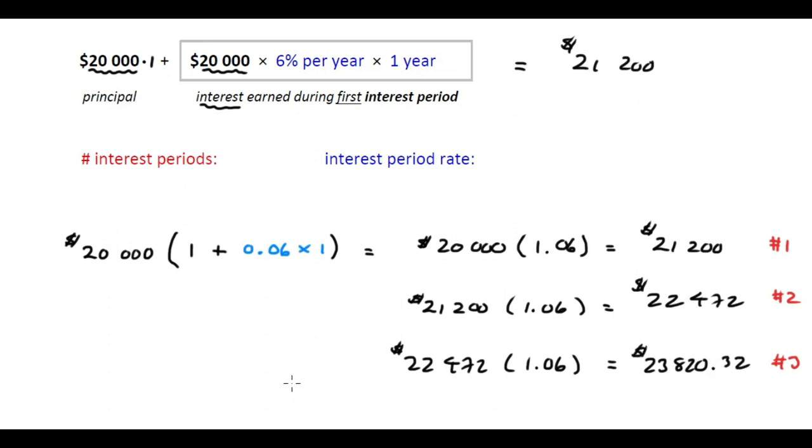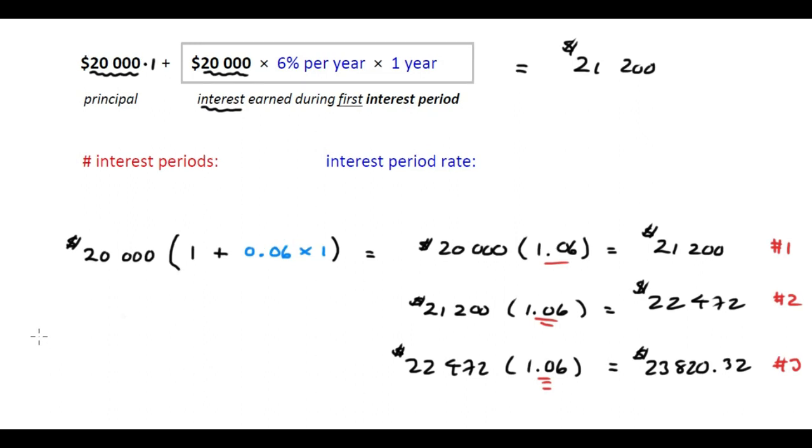So another way of doing this calculation, check this out. Notice I'm multiplying my original principal by 1.06, not just once, not just twice, but 3 times. So we can spare ourselves a spreadsheet, and we can spare ourselves these 3 separate calculations by saying, 20,000 multiplied by 1.06, which remember is our increase each interest period, and that has to be multiplied 3 times.